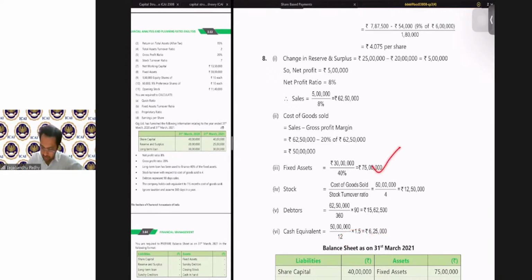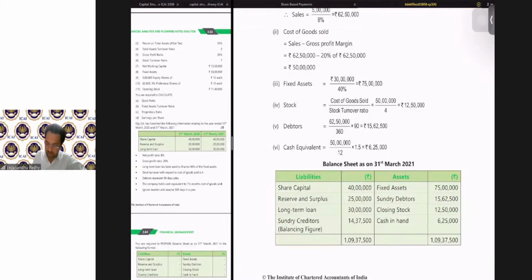So we got the fixed asset figure as 75 lakh. We got the debtors as 15 lakh 62,500. We got the closing stock figure as 12 lakh 50,000. Cash balance is 6 lakh 25,000. Share capital of 40 lakh was given to us already. Reserves and surplus also given. Long-term loan was also given. Only the sundry creditors will be the balancing figure that we need to bring up.